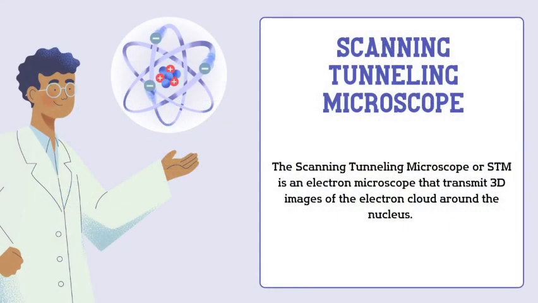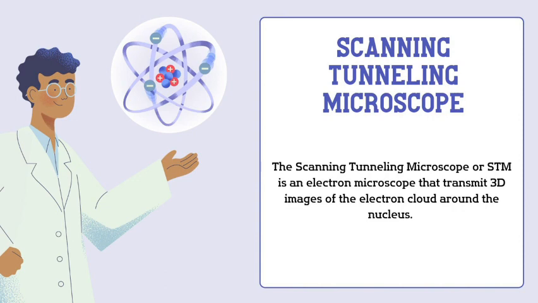Before everything else, let us define what a Scanning Tunneling Microscope is. The Scanning Tunneling Microscope, or STM, is an electron microscope that transmits 3D images of the electron cloud around the nucleus. It allows the inspection of the properties of a conductive solid surface at atomic size. It is a very important technique in determining the atomic structures and electronic states of the surface under investigation.